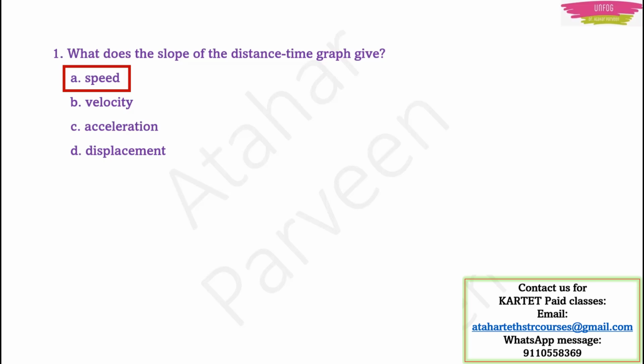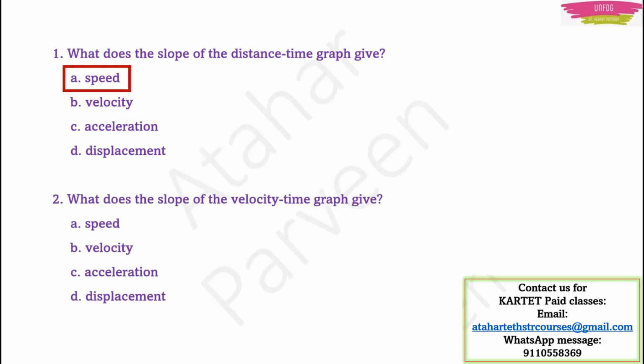Next question. What does the slope of the velocity time graph give? Like the distance time graph gives speed, in the same manner the velocity time graph should give acceleration, since velocity upon time is acceleration, or rate of change of velocity gives us acceleration. So option C, acceleration, will be the correct answer.